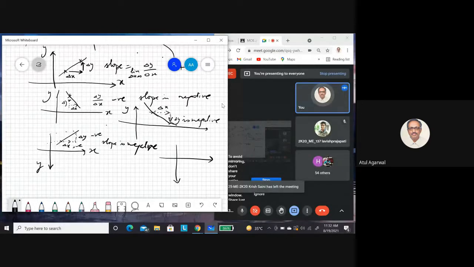The x-axis, y-axis. Now you take it like this. So you go from here to increase your x. Now you see your y is increasing. So your slope is positive. So you always have to compare delta y by delta x. That is a better way.